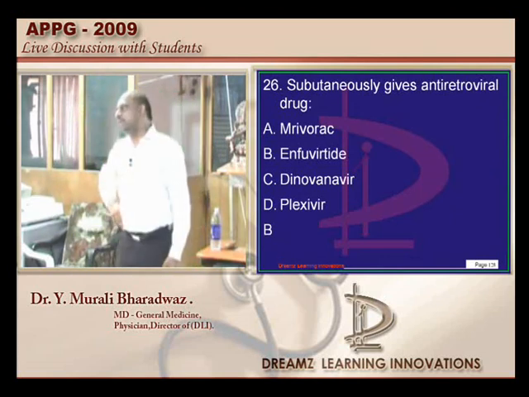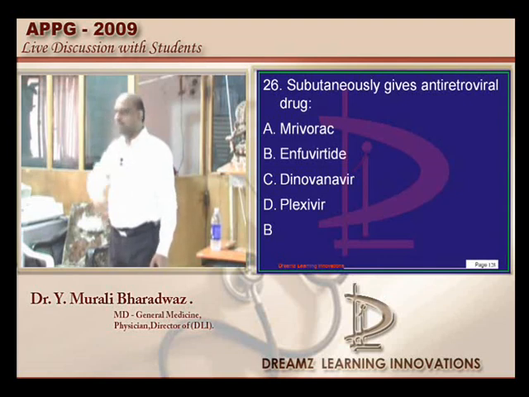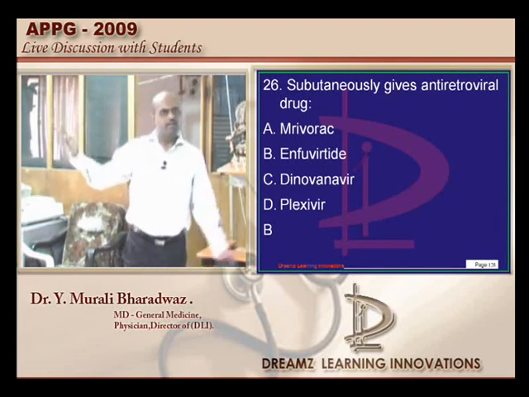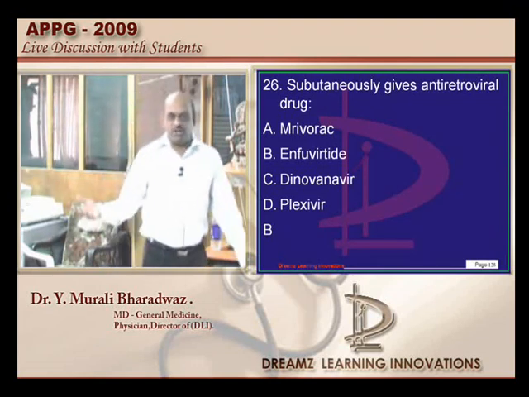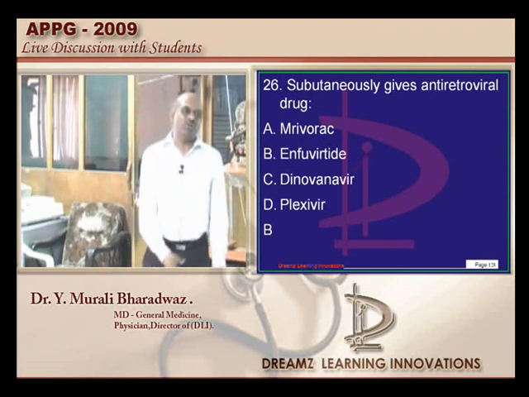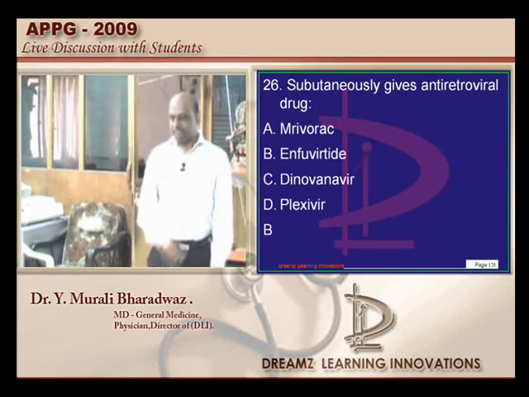How many questions are there on HIV, doctor? 4 or 5? That is, the examiner did not make a mistake. It's a conventional paper.